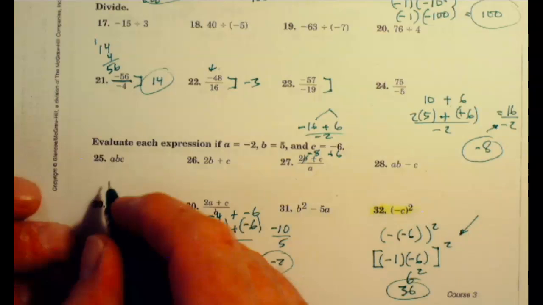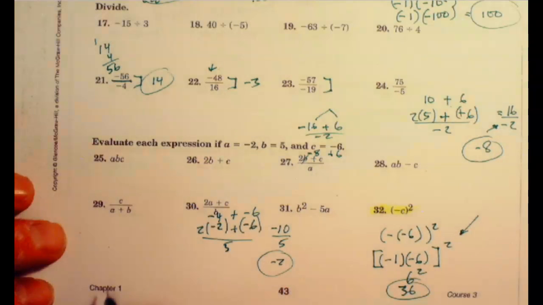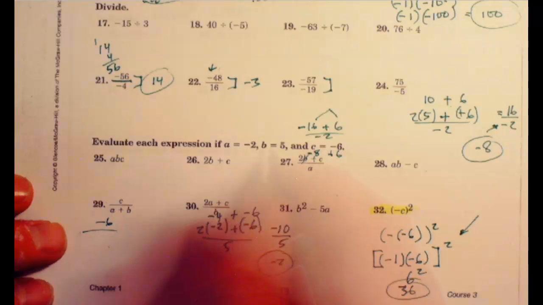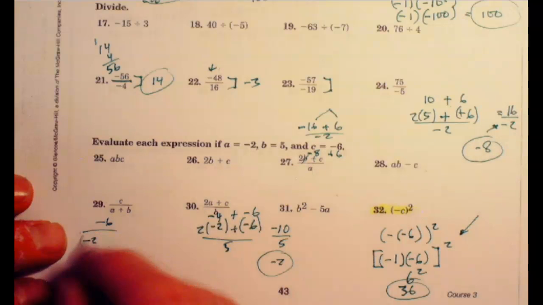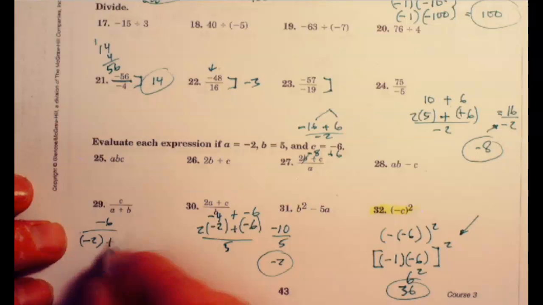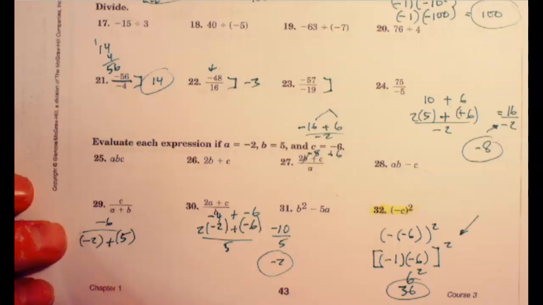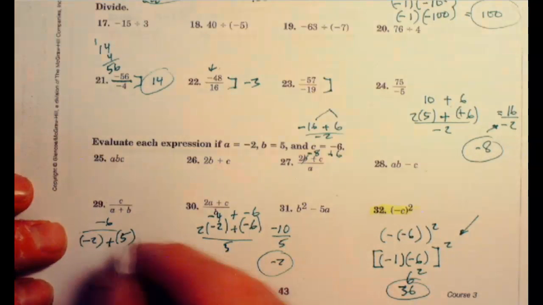Let's just take a look at 29. What's c? C is a -6. We've got -6 on top. Then we've got a plus b. Well, that's going to be a -2. And it's going to be plus b, which is 5. All right, well, the rule is do everything on top, do everything on the bottom, and then do the division. Well, there's nothing to do on the top.